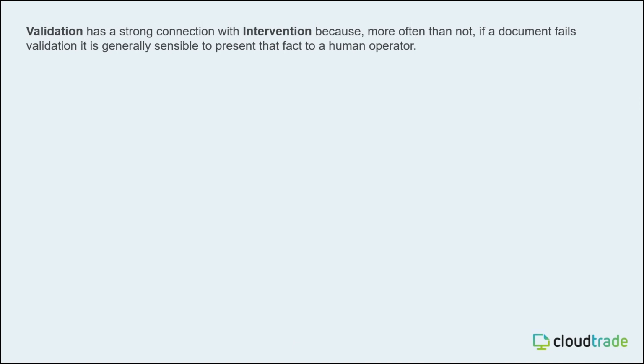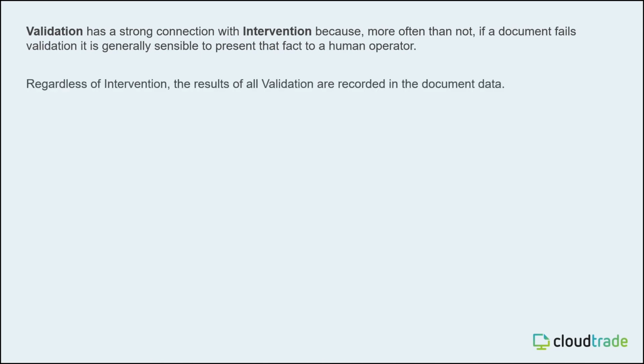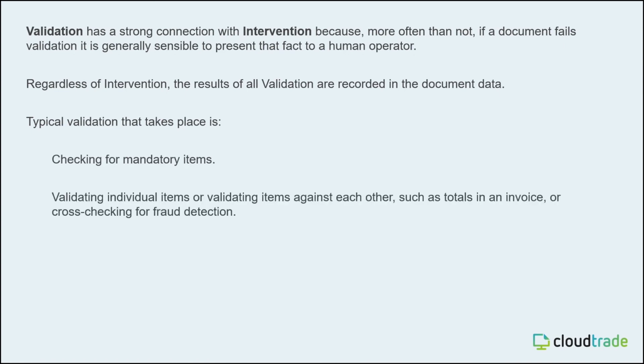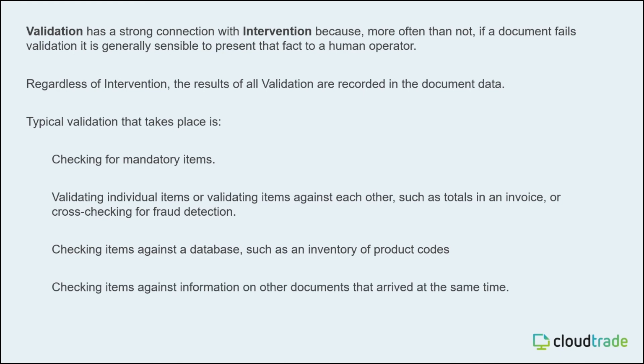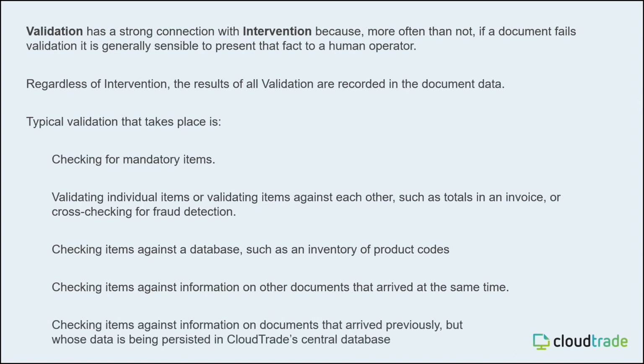Validation has a strong connection with intervention, because generally if validation fails, we tend to go up to intervention to ask for help. The results of all the validation are then recorded into document data. Typically what we do is we check for mandatory items, or we look to see whether items are consistent with each other, or we see if they're consistent against a database that we might have access to externally from the rule system, such as product codes, or we cross-reference against other documents that might have come at the same time, or even stuff that came some time ago which we've persisted in our database.